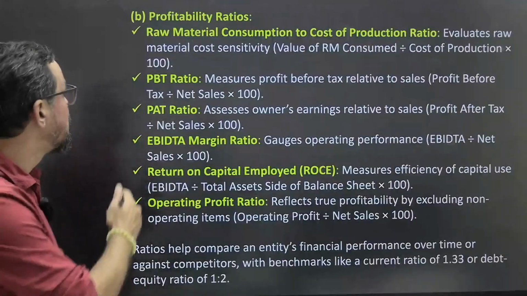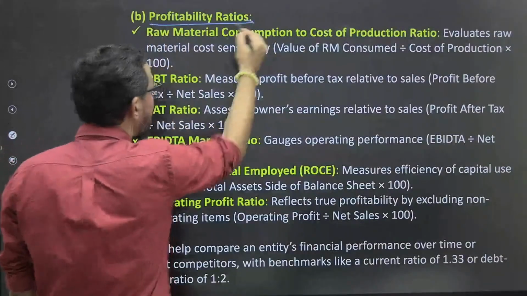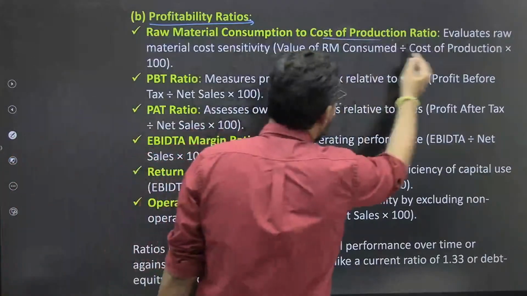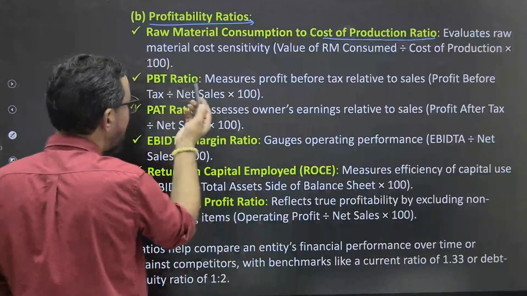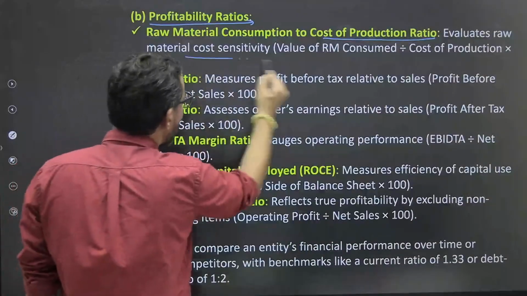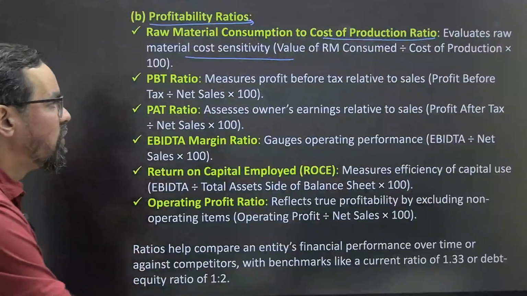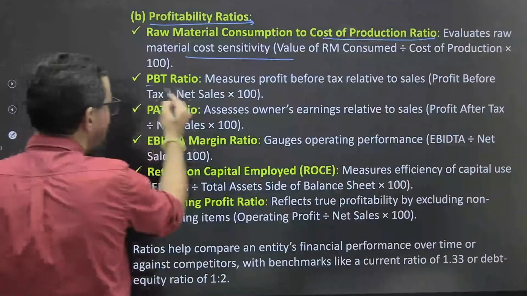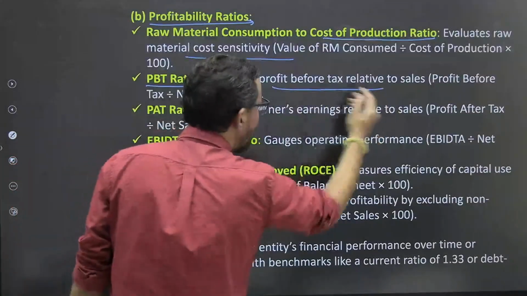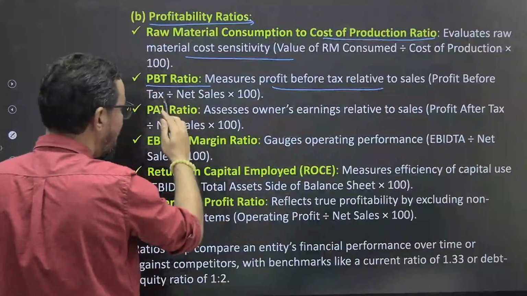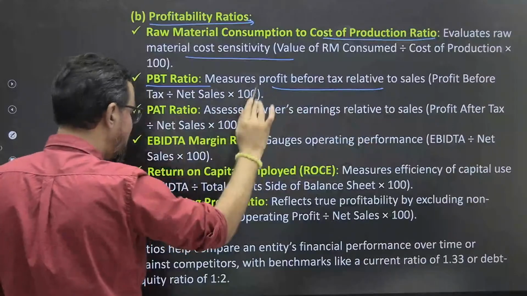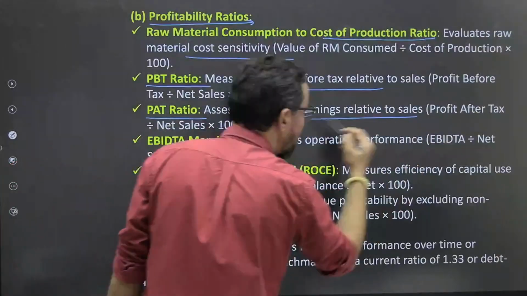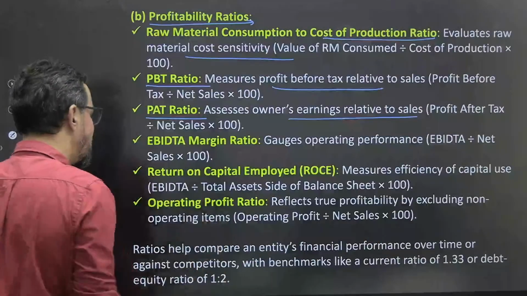All right, guys. So profitability ratios. Profitability ratios like the raw material consumption to cost of production ratio. So basically it evaluates raw material cost sensitivity. It is the value of raw material consumed divided by cost of production into 100. Profit before tax measures profit before tax relative to sales: profit before tax divided by net sales into 100. Profit after tax is earnings relative to sales: profit after tax divided by sales into 100.